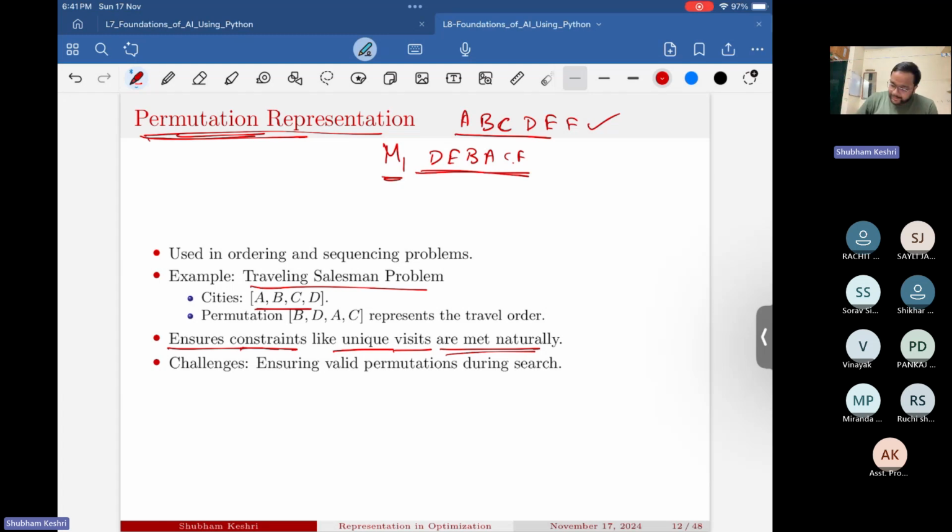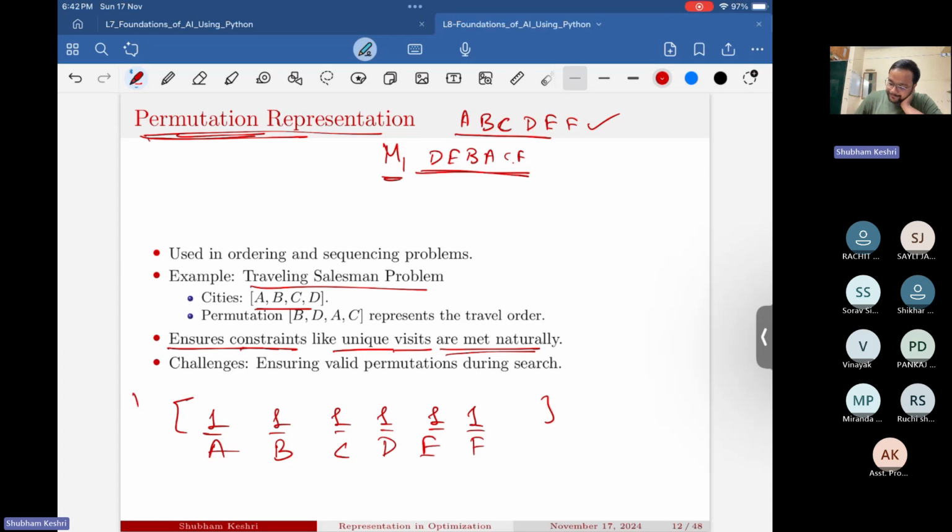On the contrary, if you are using a binary representation for the traveling salesman problem, suppose there are 6 cities A, B, C, D, E, and F, and you say I'll represent it as binary, with everything being one, by the way. This will not work because you have to visit all the cities and you don't have a sequence. What is the sequence in binary representation? You don't know.